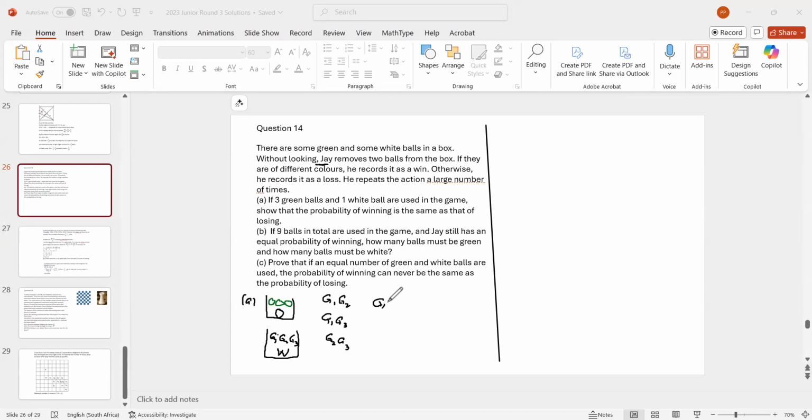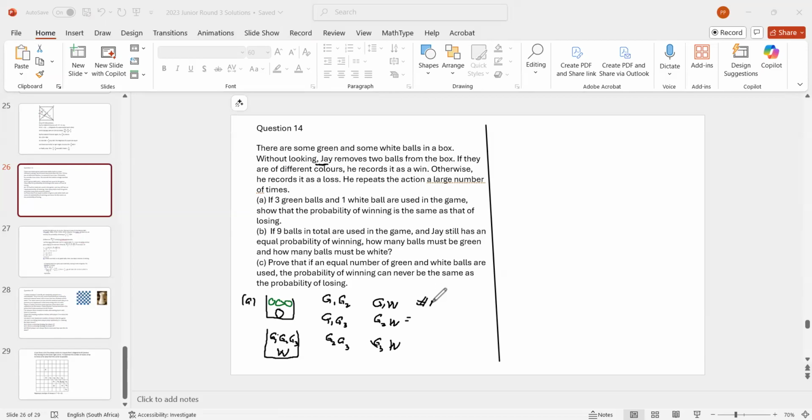Or you could have picked 1 white ball, but then you'll have G1 and the white ball, G2 and the white ball, and G3 and the white ball. Now, according to this, they say if they are different colors, this is a win. So this is a win here, and this is a loss. But you can see the number of wins equals number of losses. So therefore, the probability of winning is the same as that of losing.